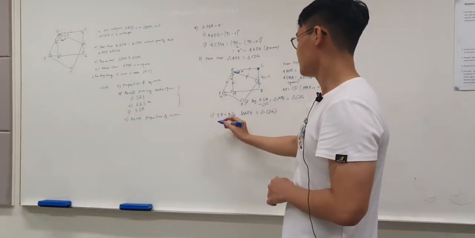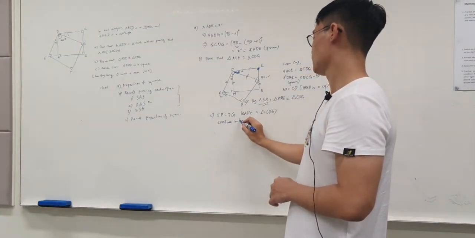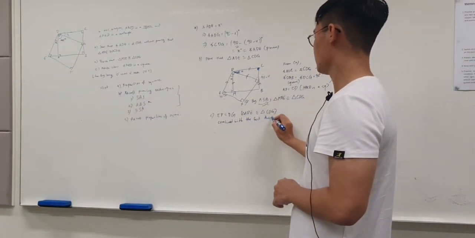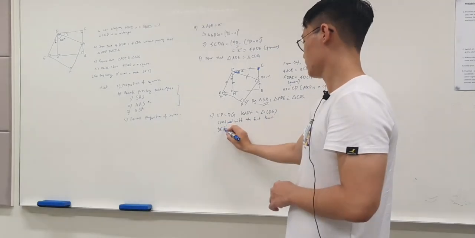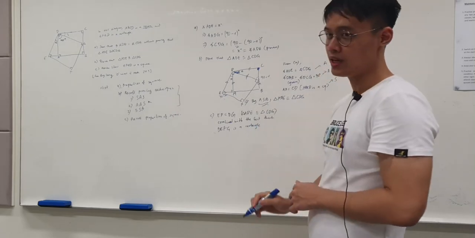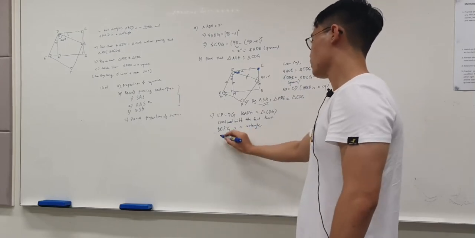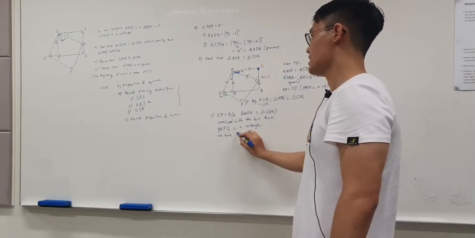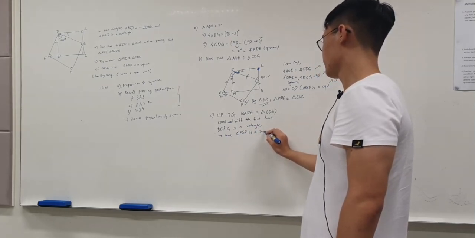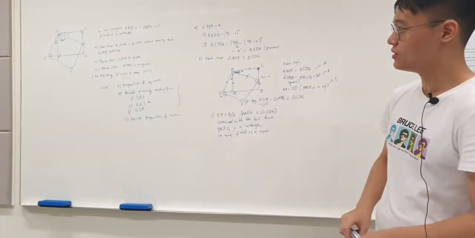So we need to combine this fact with the fact that DEFG is a rectangle. Rectangle means what? All angles are right angles. Okay? We have EFGD is a square. Okay? And therefore, we are done with this question.